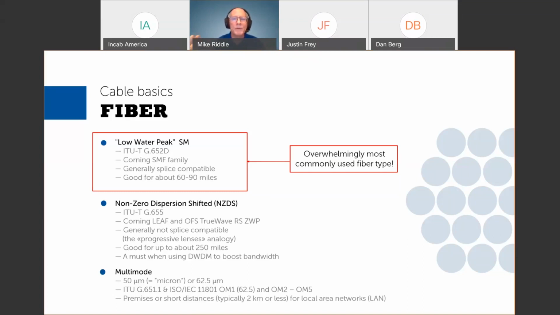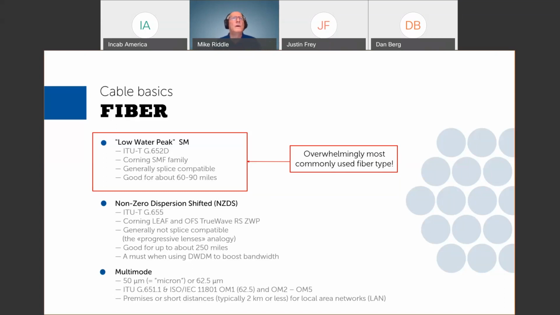Other types of fiber, just to hit in passing, is the non-zero dispersion shifted fiber. The two most commonly used NZDS fibers are Corning's LEAF and OFS's TrueWave fiber. Those are generally not splice compatible in the field. And with ADSS, we do a little bit of multimode cable from time to time. You've got two flavors of multimode, 50 micron or 62.5.